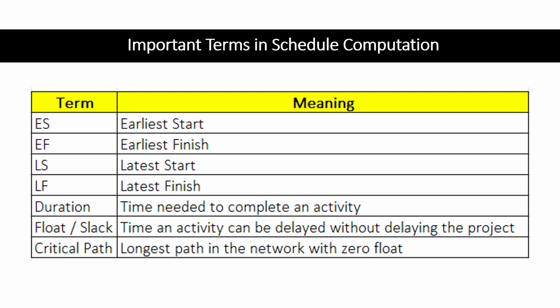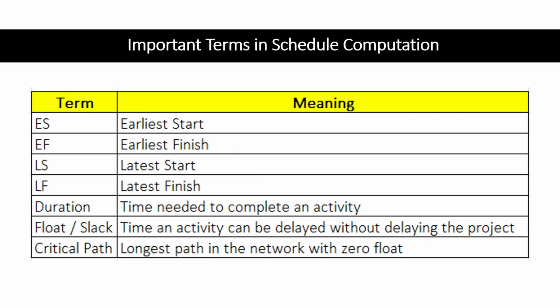Before we do the calculations, we need to understand the important terms. First, ES means earliest start. This is the earliest time an activity can begin. Second, EF means earliest finish. This is the earliest time an activity can be completed.